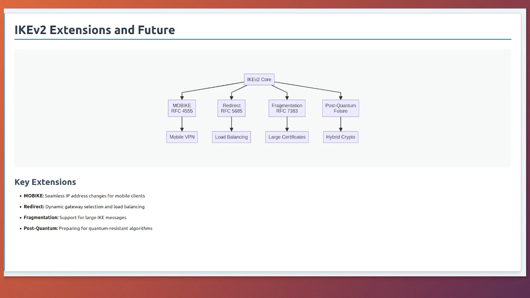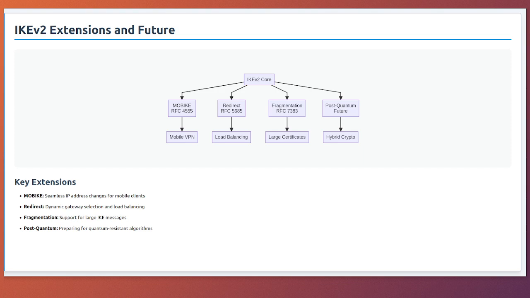The redirect mechanism allows load balancing and maintenance without disruption. A VPN gateway can redirect clients to another gateway transparently. This is invaluable for large deployments where you need to distribute load or perform maintenance. The client receives a redirect notification and reconnects to the new gateway automatically.